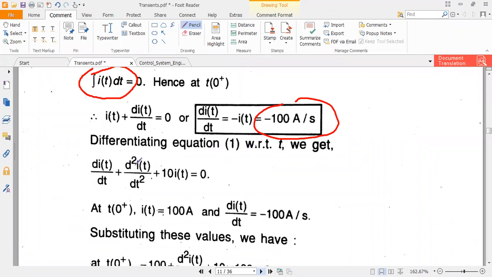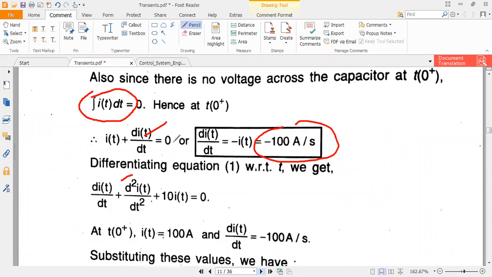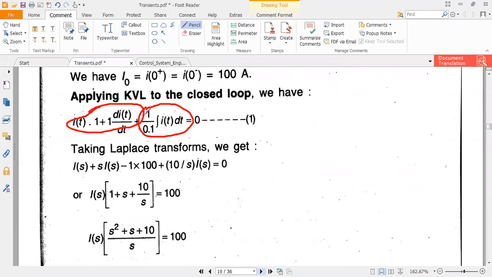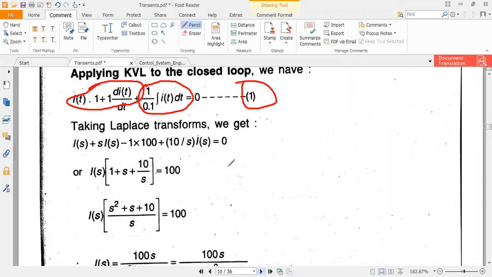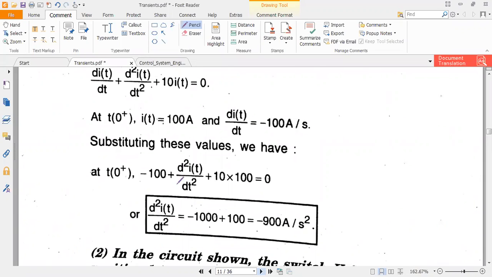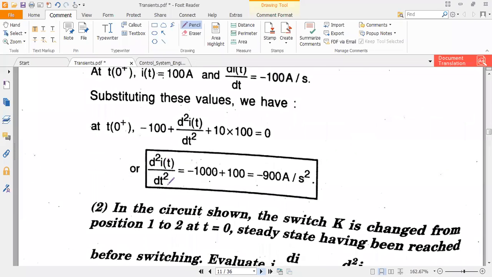Next, suppose we want d square I of t by dt square. You just have to differentiate this again, so you have to differentiate with respect to t equation number 1. Then you will get d square I of t by dt square is equal to minus 900 amperes per second square.